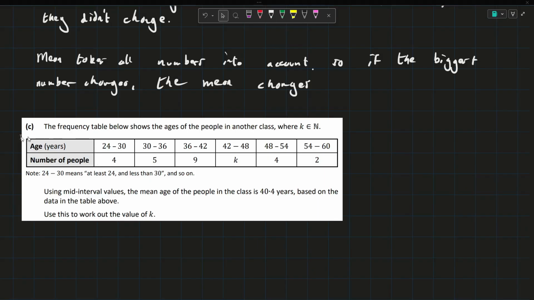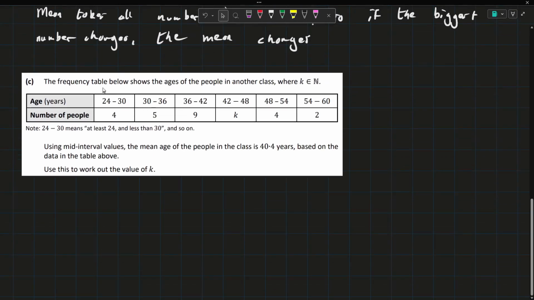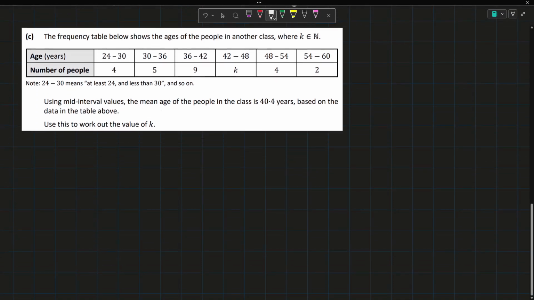Then in part C, we're given a table, and we're told to use mid-interval values. The mean will be 40.4 years, and then we can use that to figure out what the value of k is. The way that mid-interval values work is, because we don't know what ages these people will be, we can just say, on average, the people in this group would be 27 years old, because 27 is halfway between 24 and 30. It's the mean of 24 and 30. So basically we're going to say that 4 people were of the age 27. It's like adding 27 plus 27 plus 27 plus 27. We're adding 27 4 times.